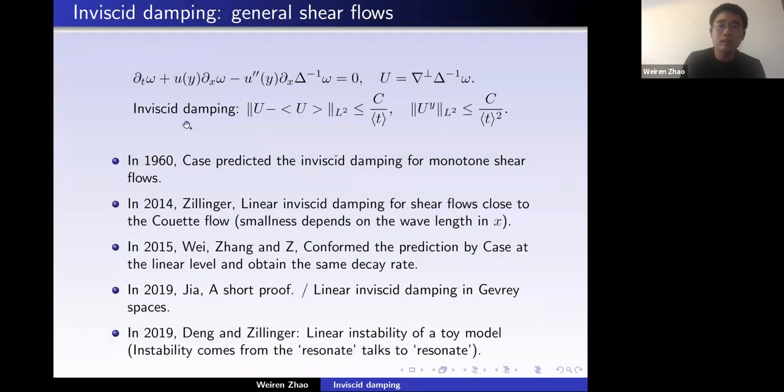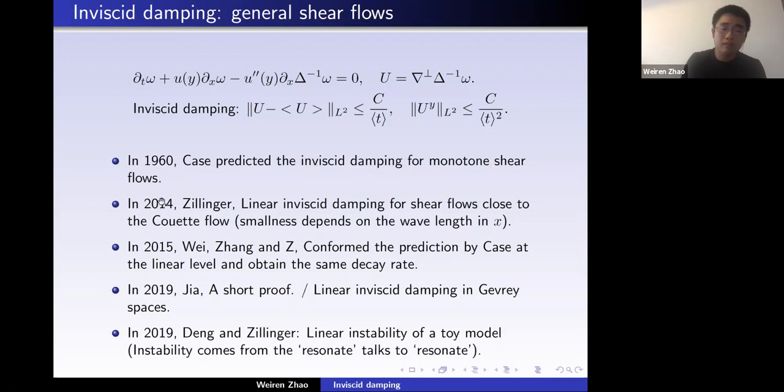Here, what about the general shear flows? In 1960, Case predicted the inviscid damping for the monotonic shear flow. So this U becomes monotonic. Then we will have this term, the non-local term. So it's not that easy to show the inviscid damping for the monotonic shear flow.